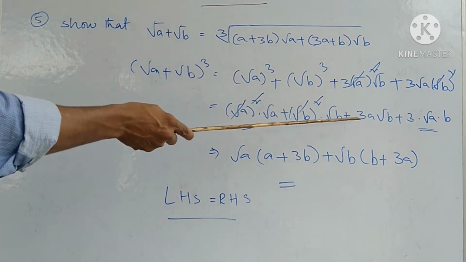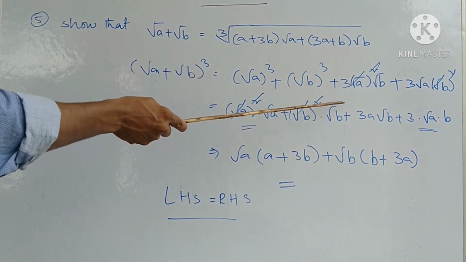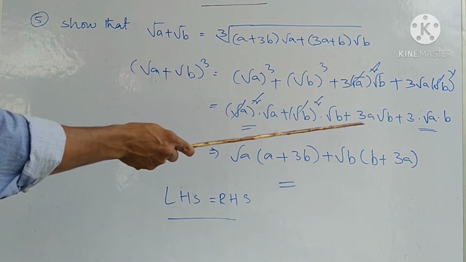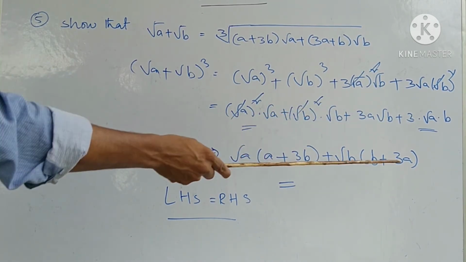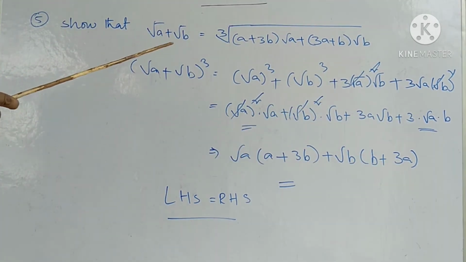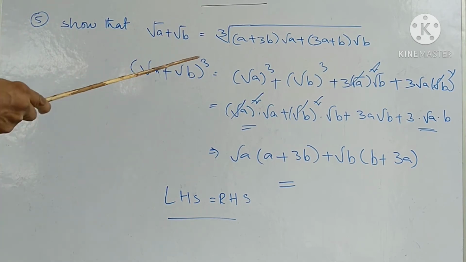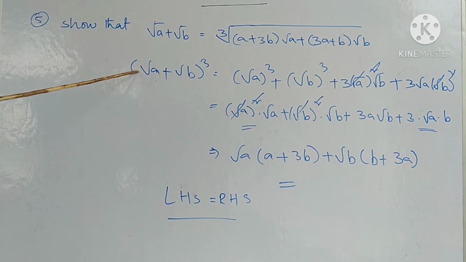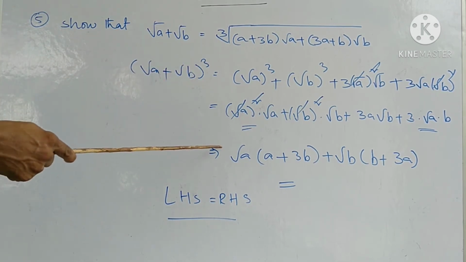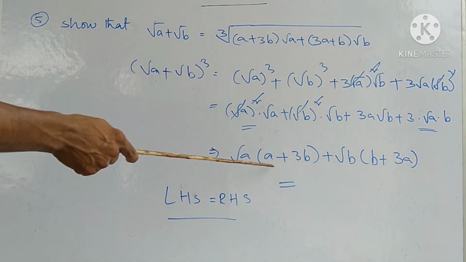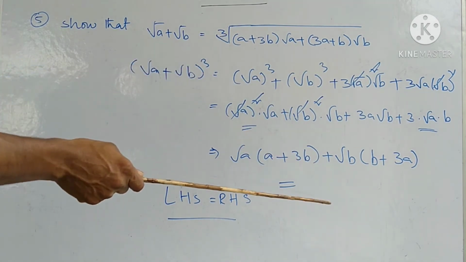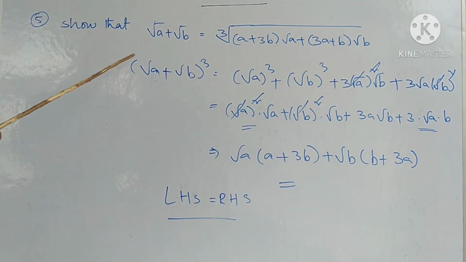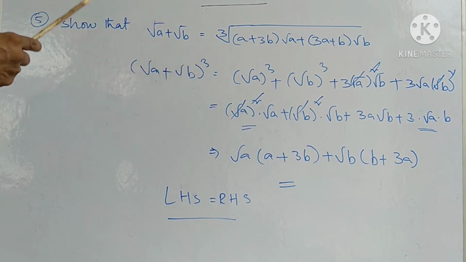In these both terms root b is common. Remaining terms are b plus, root b common, remaining 3a. So finally root a plus root b is equal to the third root of cube transpose. So root a plus root b, the result is the third root of root a into (a plus 3b) plus root b into (b plus 3a). So LHS is equal to RHS. So this cube transposes to cube root.